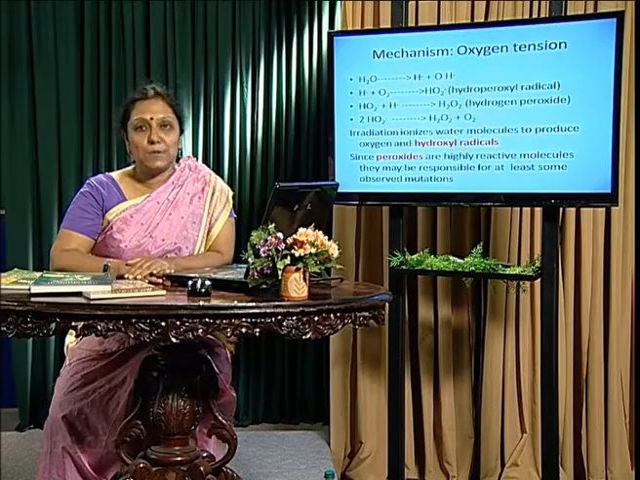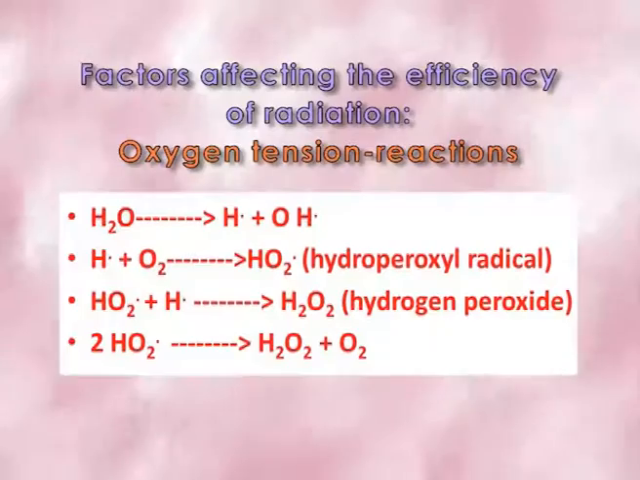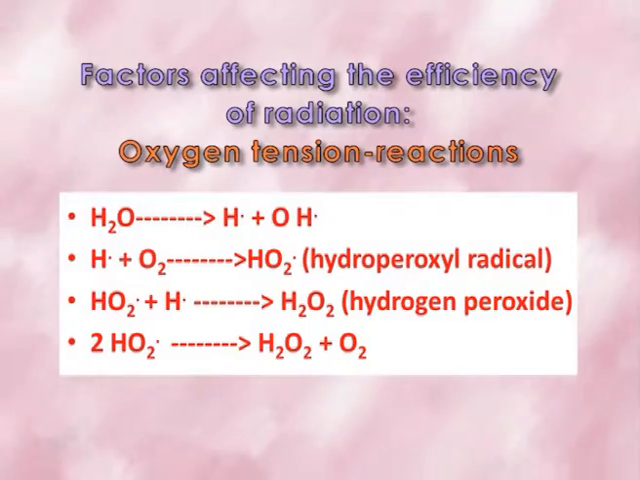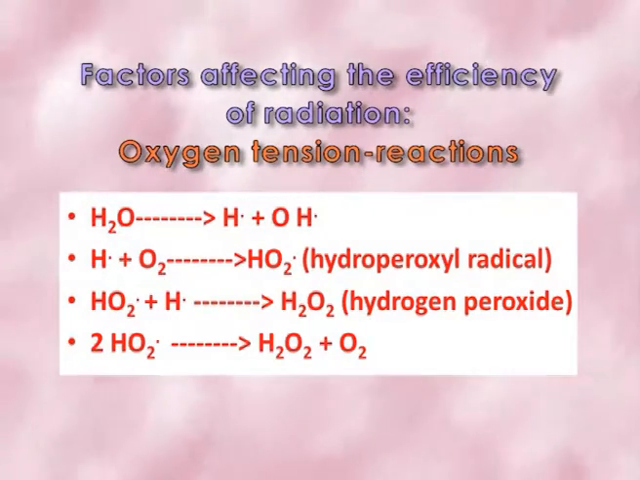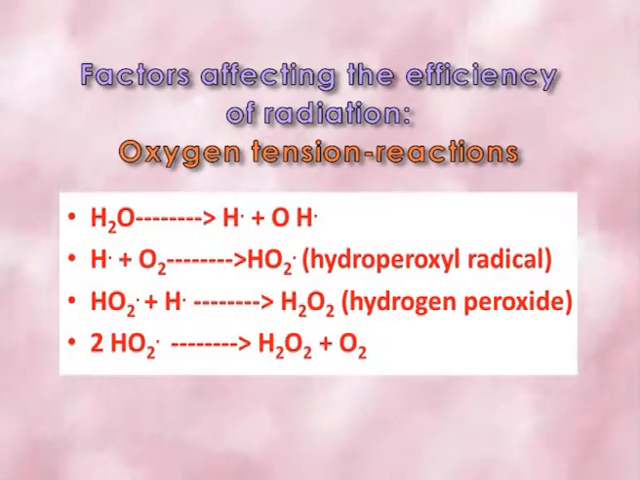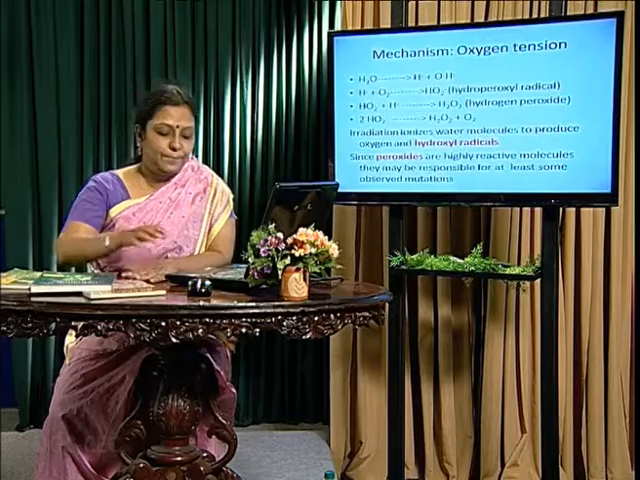Next one, mechanism of oxygen. As we know, H2O is broken into free radicals, and along with oxygen it gives rise to hydroperoxyl radical as well as hydrogen peroxide. This hydroperoxyl radical and hydrogen peroxide are much more devastating towards the biological material.